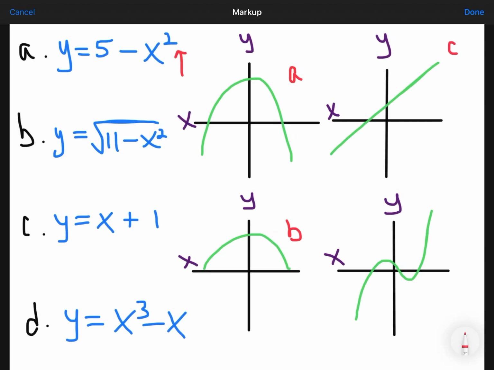And last but not least, we have y equals x cubed minus x, and that would be this one right here in the bottom right hand corner.